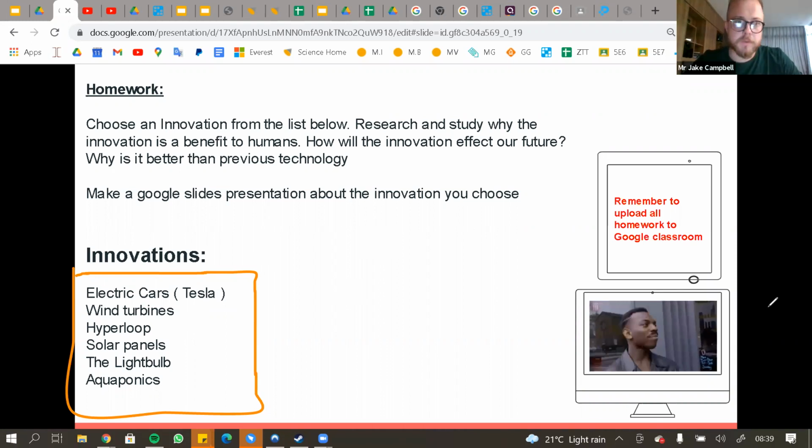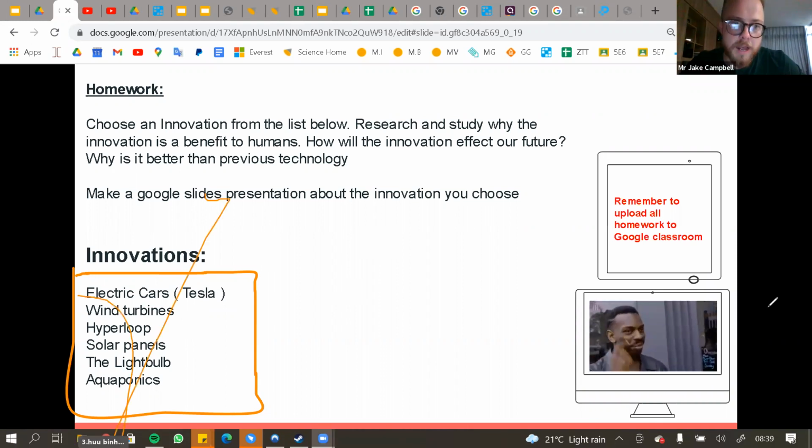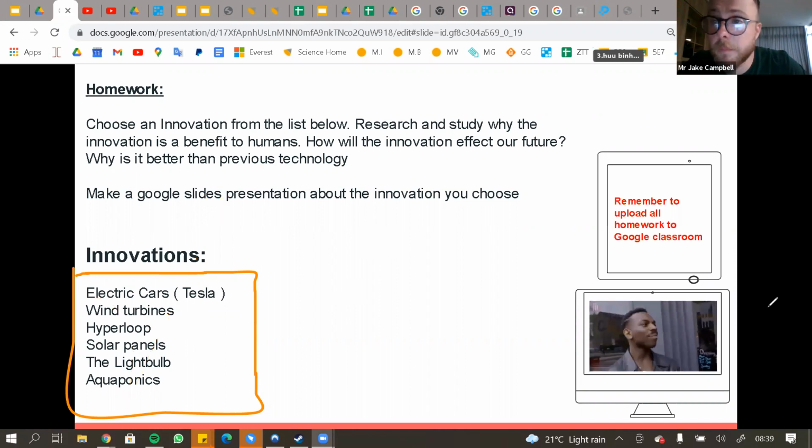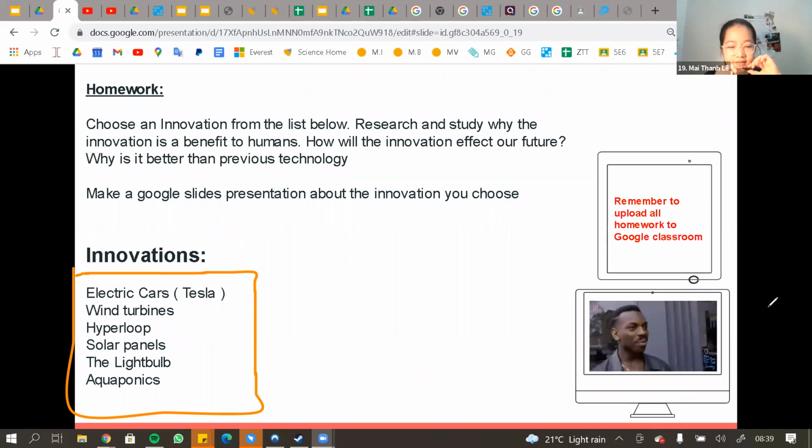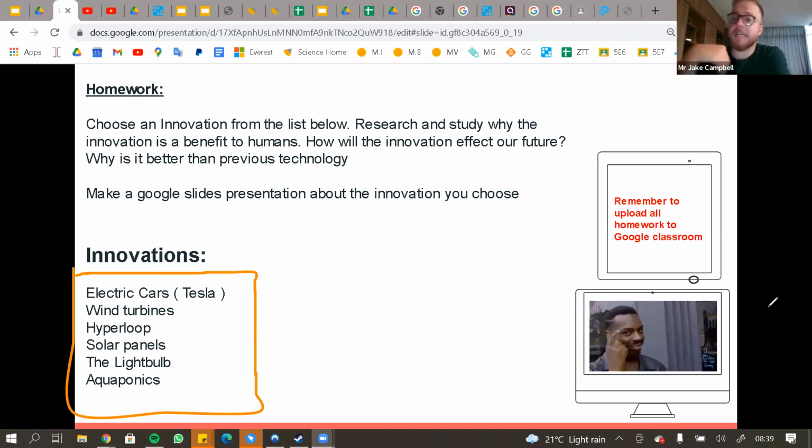Just a quick example for everyone. Lisa, can you tell me why electric cars are better than the previous technology? Electric cars are better because they do not use gasoline to run, so they will not create different pollution. Yeah, that's fantastic. You basically answered one of those questions, but I'd want you to answer it in your presentation with images, diagrams, whatever you can find off the internet.